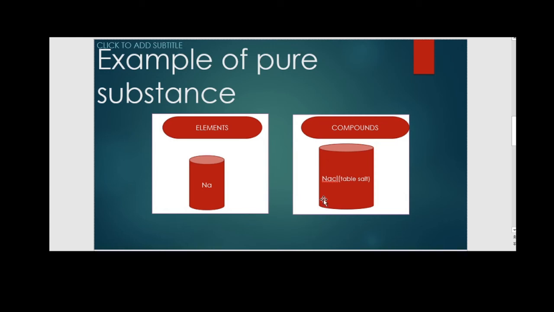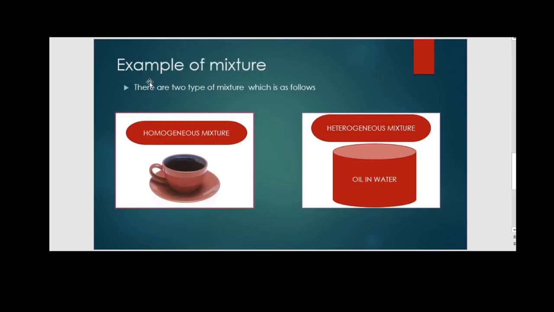Here are examples, as I told you earlier. There are two types of mixtures, which are as follows: homogeneous mixture, one of the best examples of which is tea, and heterogeneous mixture, as you can see in your daily life also, when you drop some oil in water, basically oil is present on the upper layer of the water surface. So this is the example of a heterogeneous mixture.